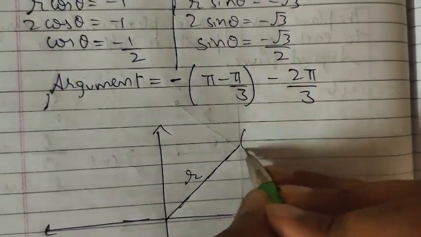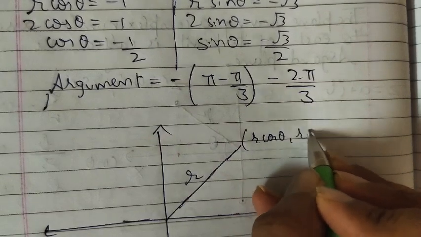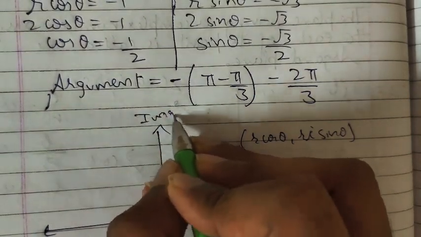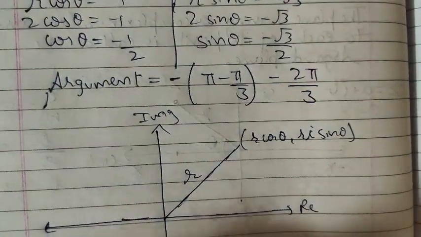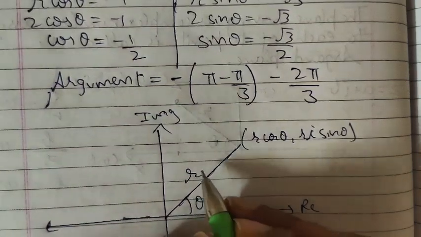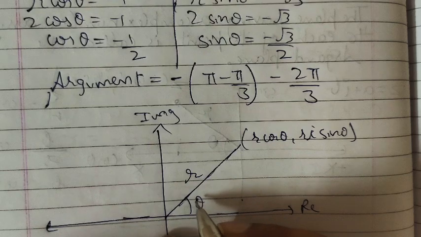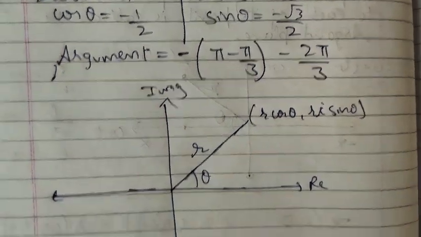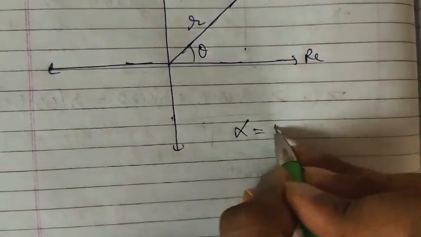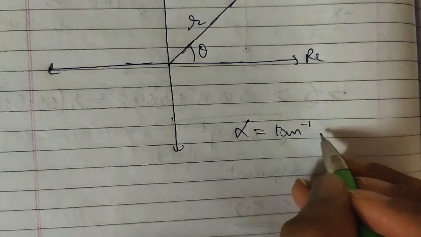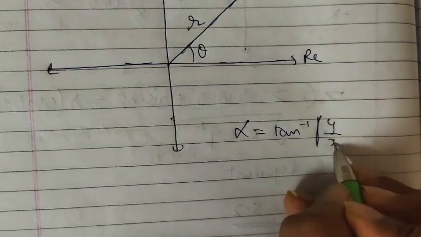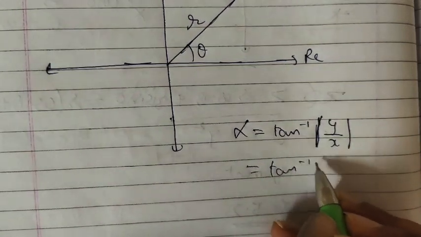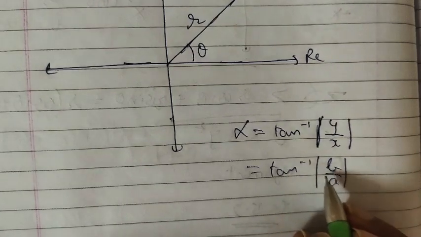Suppose this is r cos theta, r iota sin theta. This axis is the imaginary axis, and this axis is the real axis. If theta lies in the first quadrant, or let's consider it alpha, the formula is: alpha is equal to tan inverse of modulus of y by x. Y by x means b upon a, so tan inverse modulus of b upon a. Modulus means we cannot take the negative value out.